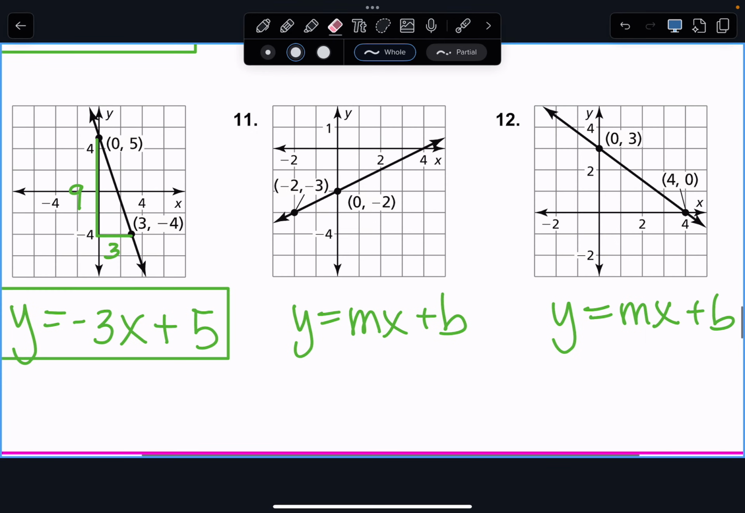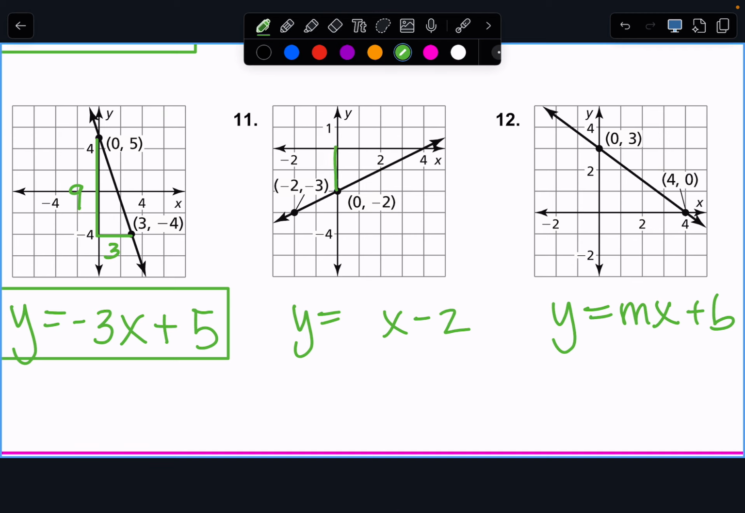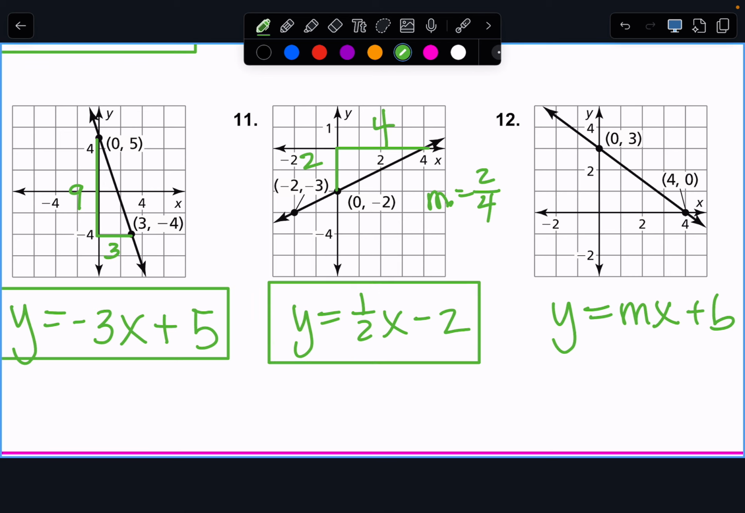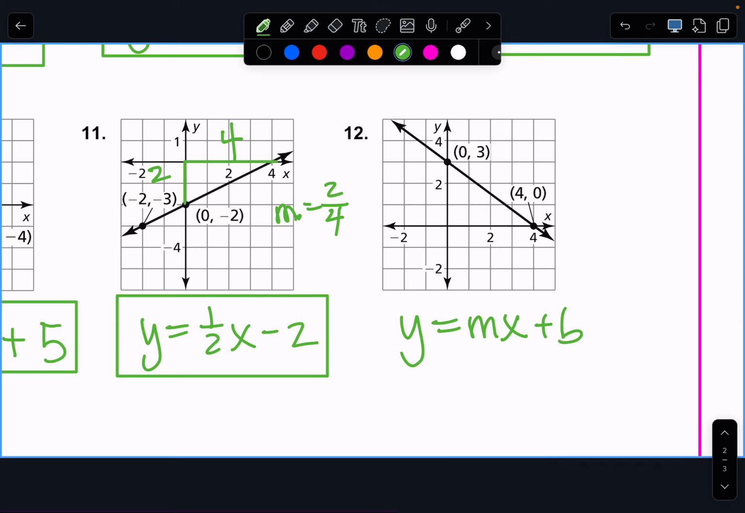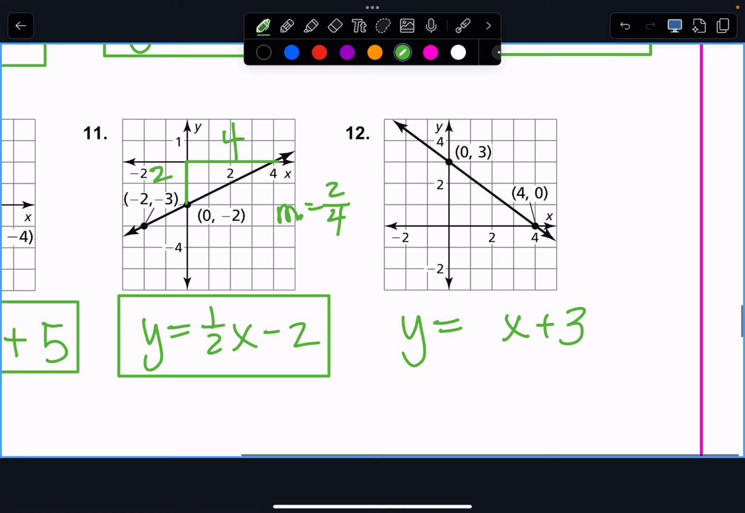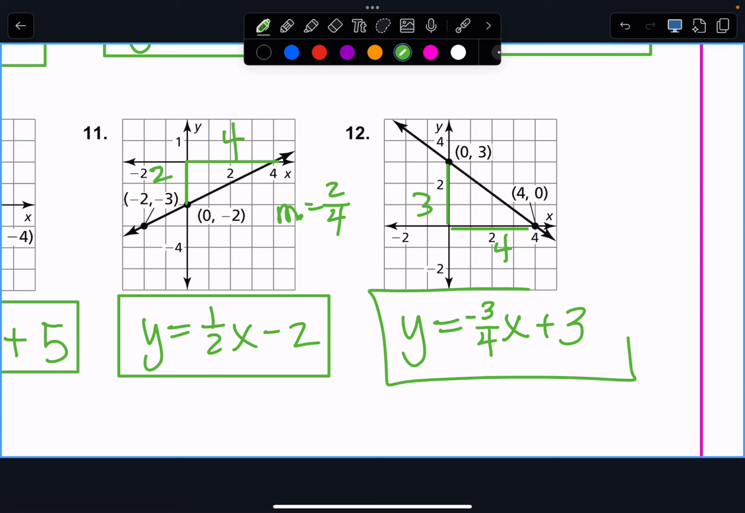All right. Y-intercept for number 11. We have -2 for our b. And for our slope, it looks like we have to go up 2 over 4. So if we go a rise of 2 and a run of 4, what's our slope? 1/2. Excellent. And then in number 12, what is our y-intercept? That one is 3. And for our slope, we go down 3 and over 4. So you better have a slope of negative 3 over 4.